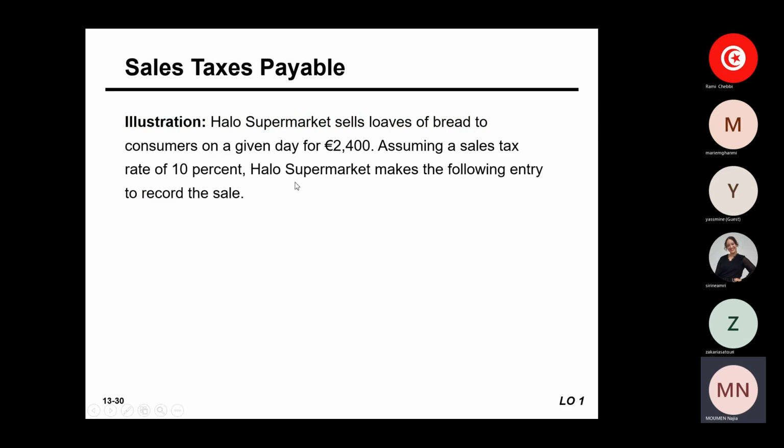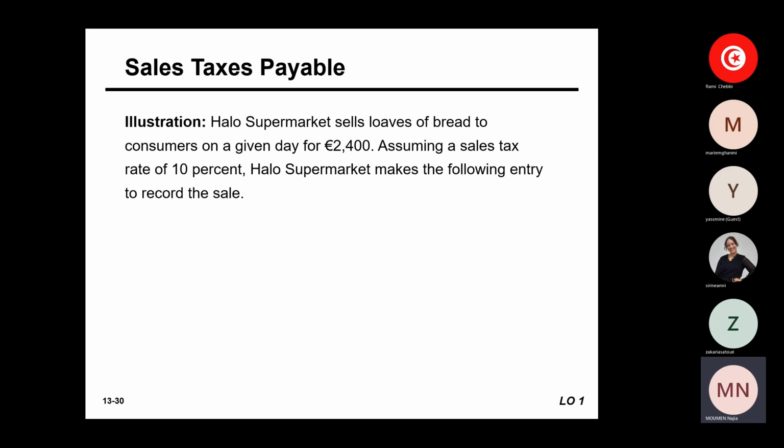Here you have an example of Hello Supermarket that sells loaves of bread to customers on a given day for 2,400, assuming a sales tax rate of 10%. Hello Supermarket makes the following entry to record the sale. So when you purchase these loaves of bread for a total amount of 2,400, this is what, in our jargon, we call tax comprised, okay?